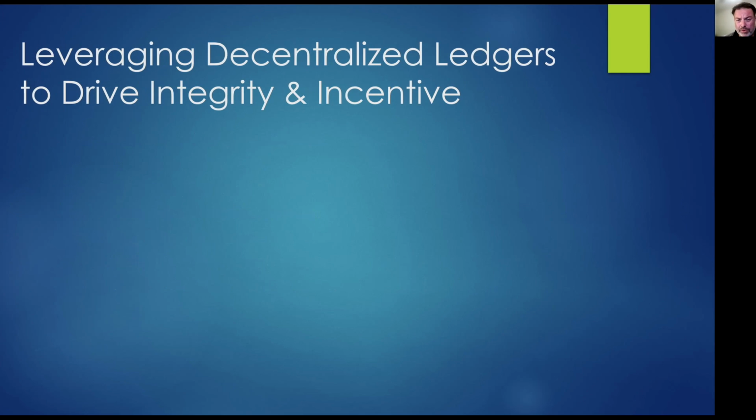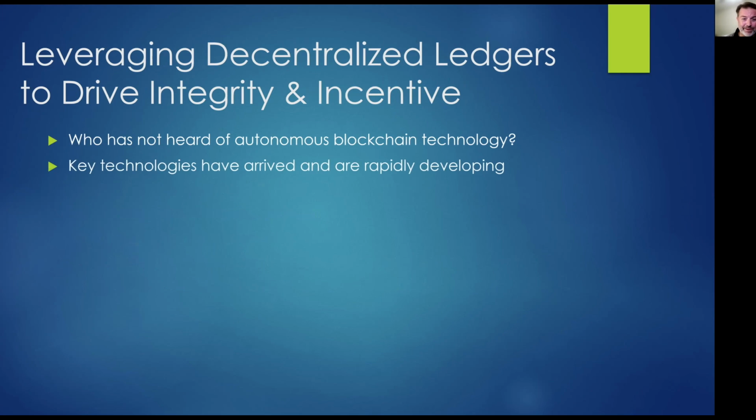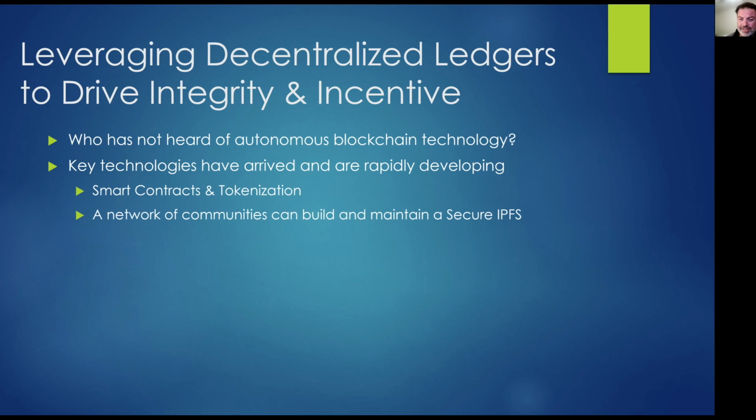Lastly, and this is more of an opportunity in the future, leveraging decentralized ledgers to drive integrity and incentive. Who has not heard of autonomous blockchain technology these days? Key technologies have arrived and are rapidly developing. Smart contracts, tokenization, a network of communities can build and maintain a secure interplanetary file system. IPFS allows for files to be linked to smart contracts via URI, which doesn't limit the size of those files.